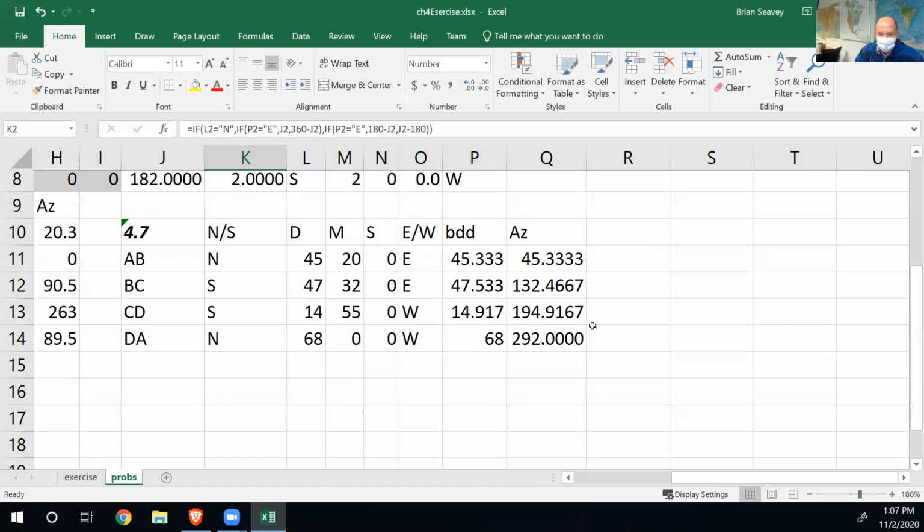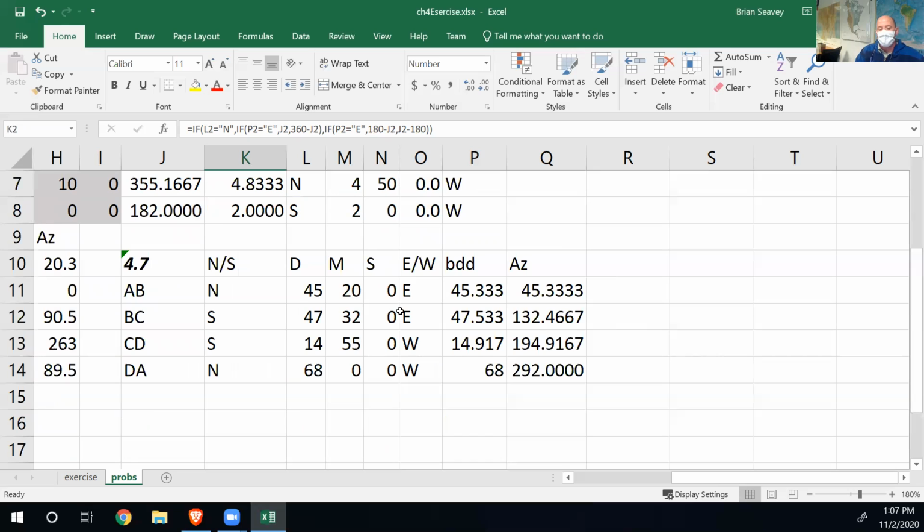So, where are we? So here we go. We just converted all our bearings to azimuths, right? For problem 4.7. Now we can use another formula to get the interior angle, right? And so what was our formula? The interior angle is the back azimuth minus the, what? The forward azimuth of the next line.